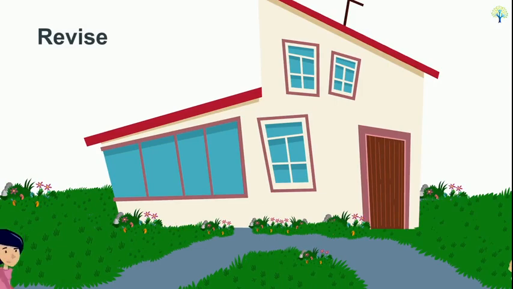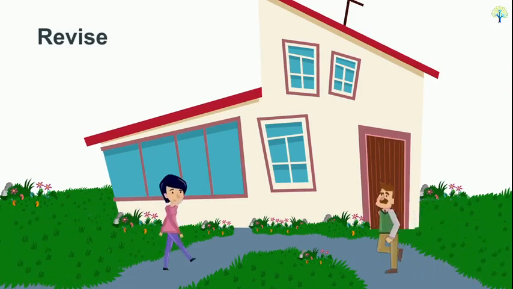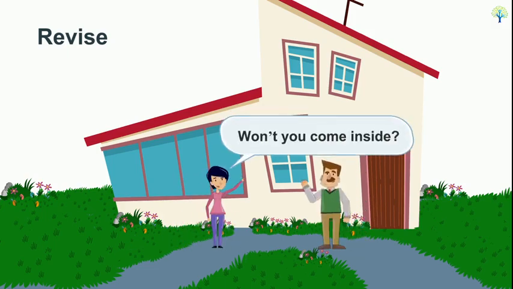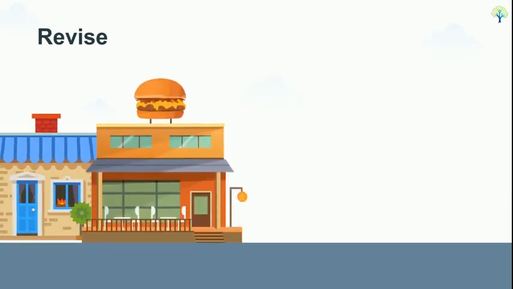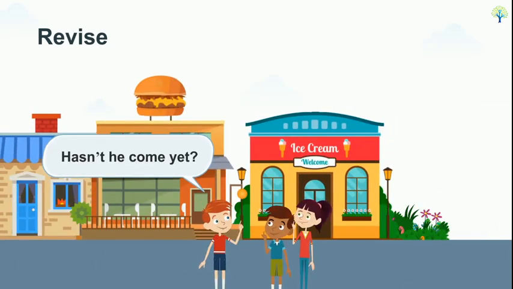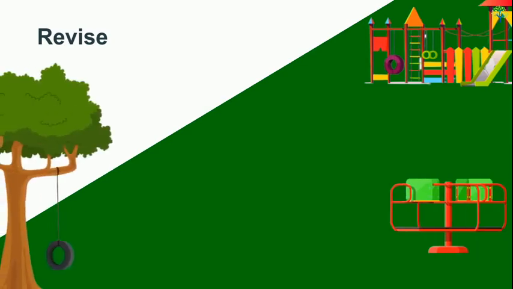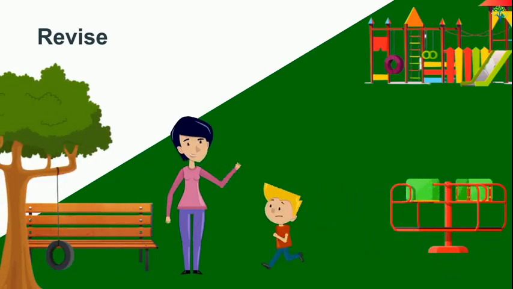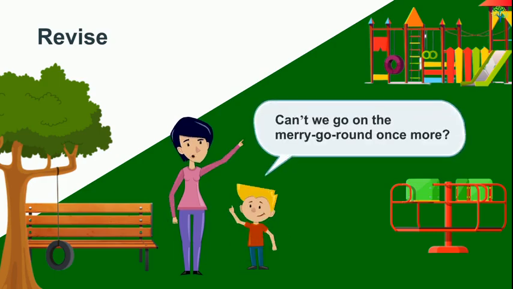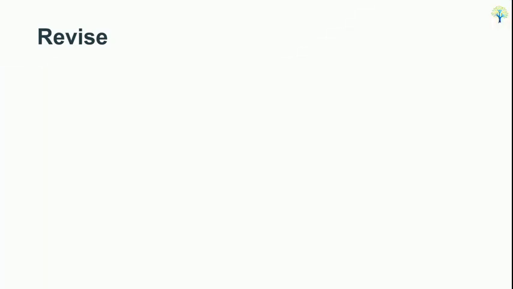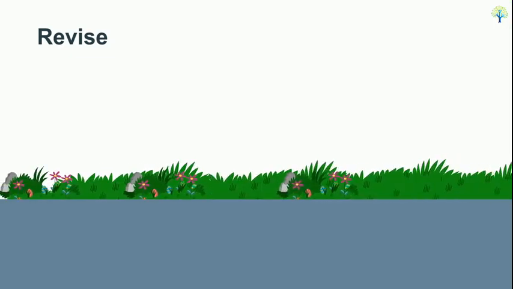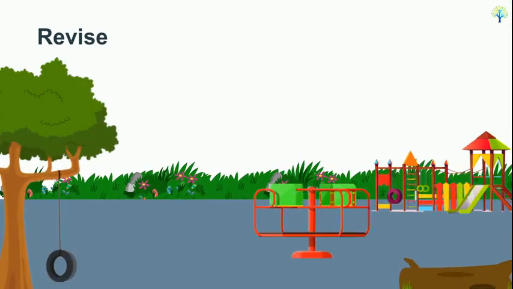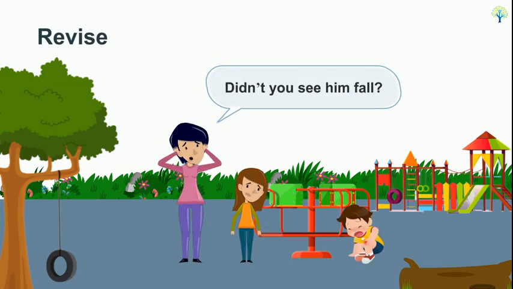To be extra polite to make offers or invitations. For example, won't you come inside? For a confirmation. For example, hasn't he come yet? To express opinions in a more polite way. For example, can't we go on the merry-go-round once more? And to ask for a confirmation of something you believe is true. For example, didn't you see him fall?